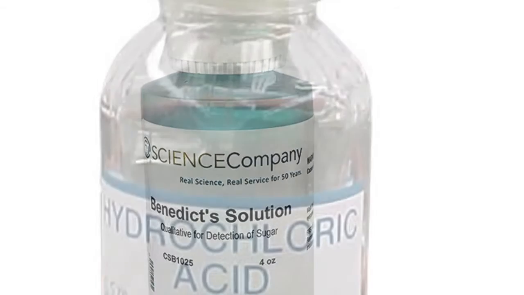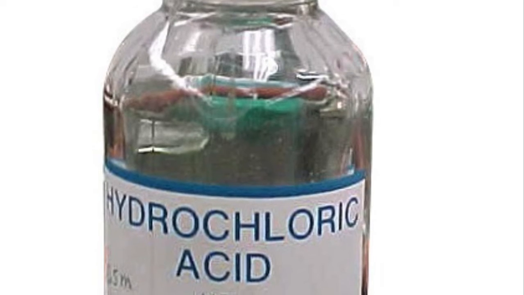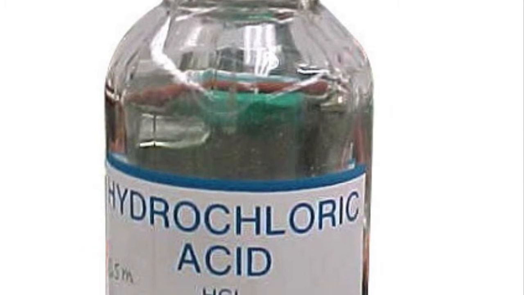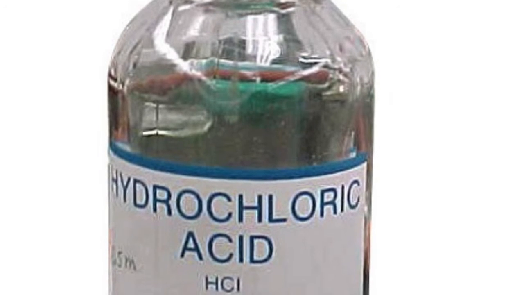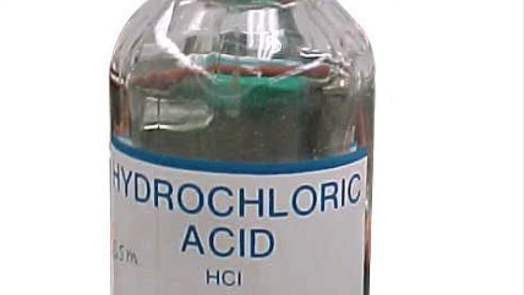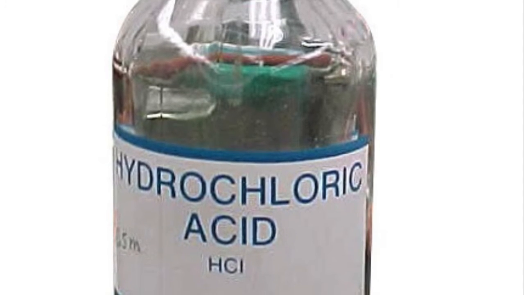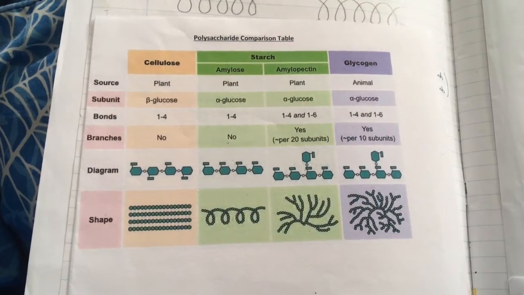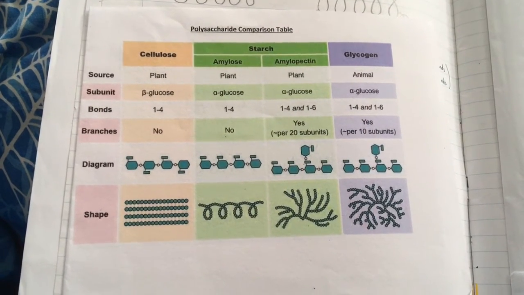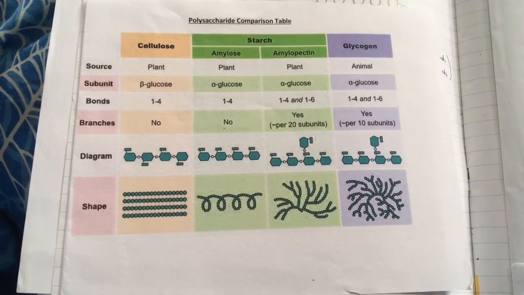Now, if you test for disaccharide, you would need to add hydrochloric acid into it first and then neutralize it with sodium hydrogen carbonate. And then make sure that the pH is neutral by adding an indicator paper and repeat the test like normal. As you can see, there are 4 main types of polysaccharide: cellulose, amylose, amylopectin, and glycogen.